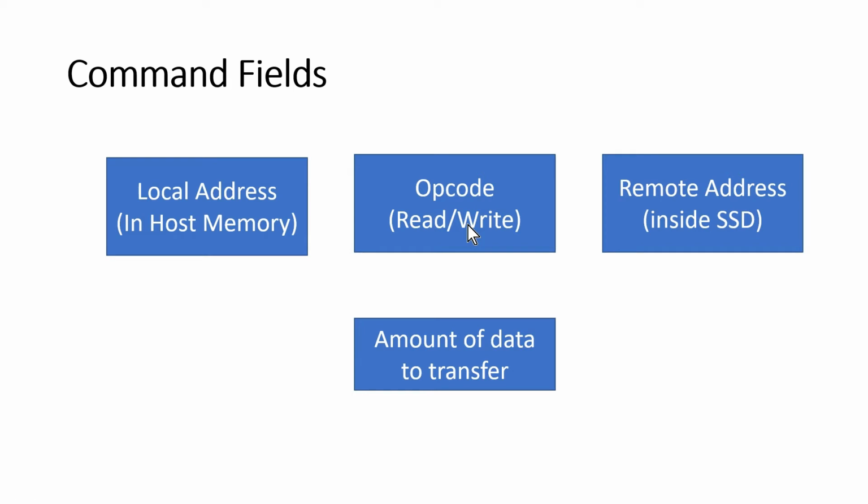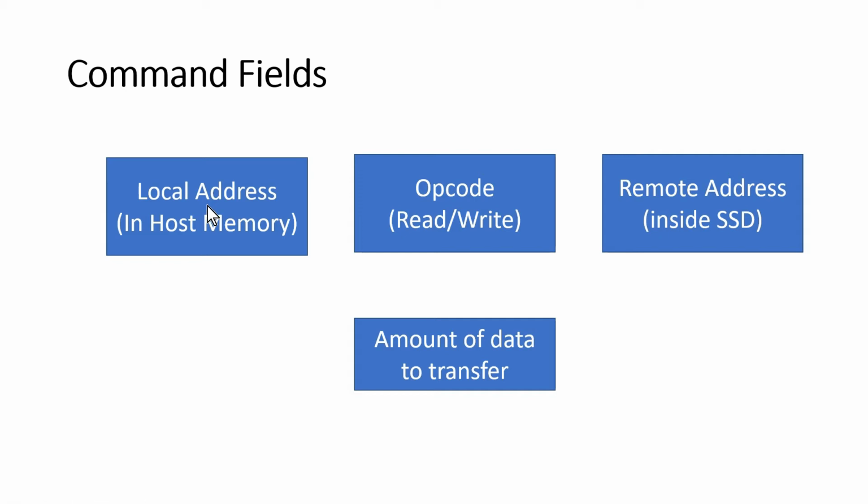The second important field is the local address, which is the address inside the host memory. And the third important field is the remote address, which is the address inside the SSD. So if your opcode is write, then the host will transfer data from its local address to the remote address, which is inside the SSD. If the opcode is read, then the host will get data from the remote address to the local address.